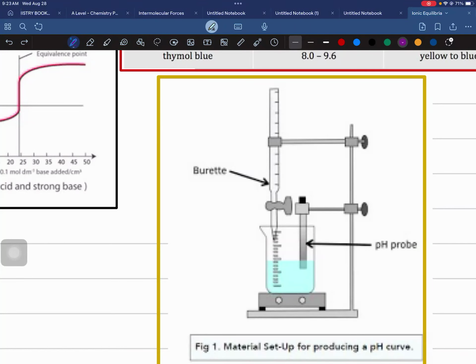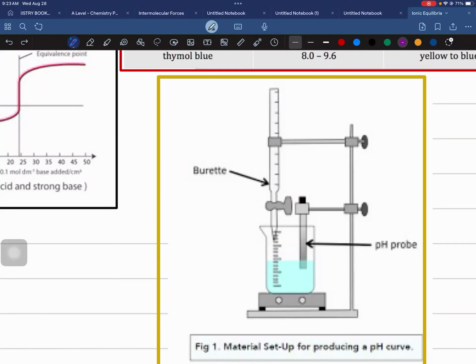After doing this pH titration, when you see a pH equal to 7, it means it is completely neutralized. Now you are supposed to stop the titration. So that's all about the titration.